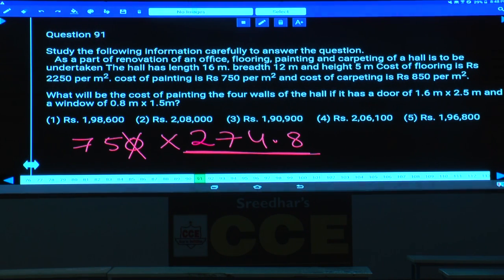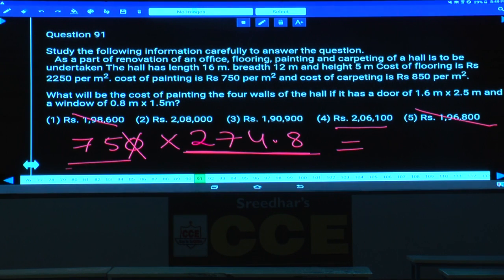Number should end with... First option or fourth option or fifth option. Yes or no? A 3 multiple should be a 9 multiple. This is not a 9 multiple. This is a 9 multiple. This is not a 9 multiple. Okay, done.